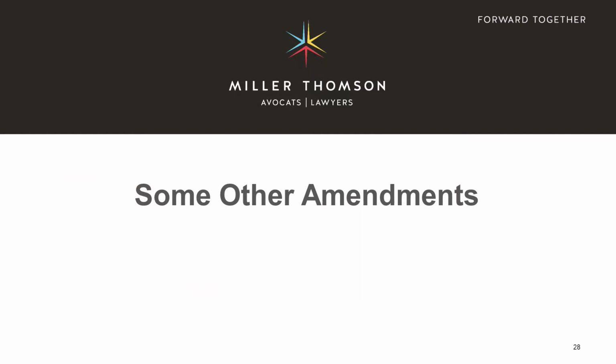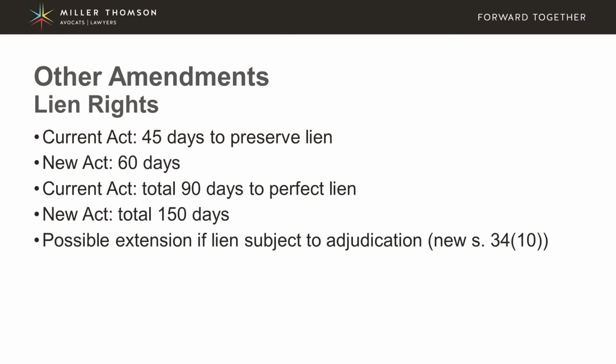Now, some other amendments that we should consider relate to various provisions of the current Construction Lien Act. So one of those is with respect to lien rights. So the current act, as I mentioned, is 45 days to preserve a lien or register a lien. The new act will make this now a 60-day time period. And bear in mind, this is what comes into effect July 1st, 2018.